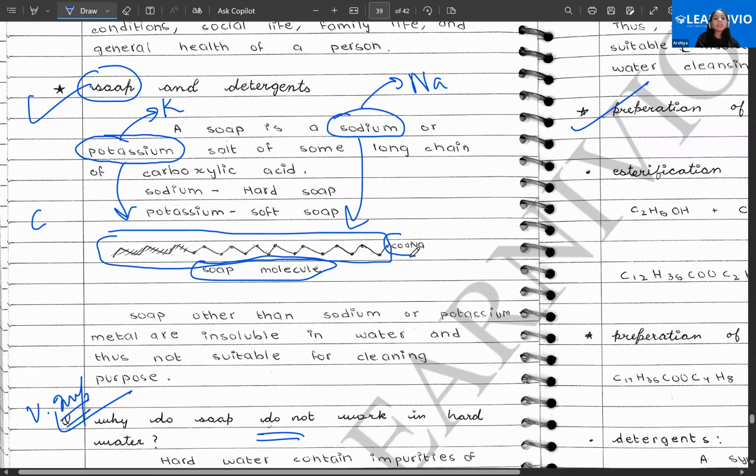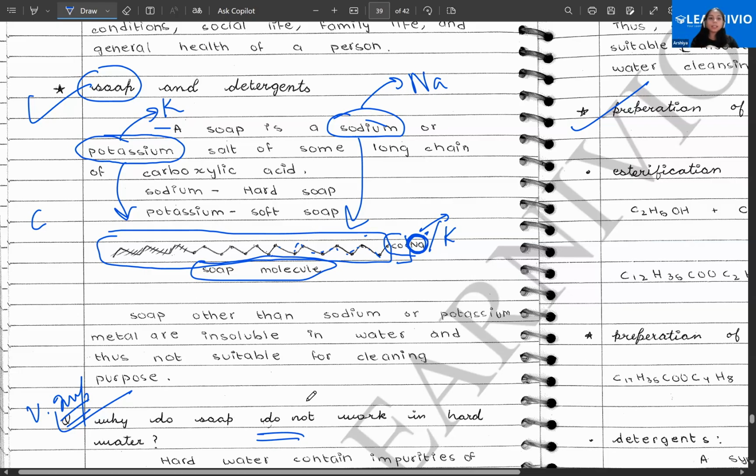This is the long chain of carboxylic acid till here, and you will see that sodium is attached, or even potassium, sodium slash potassium. Okay, so this is a soap molecule. You can read this also, that a soap is a sodium or potassium salt of some long chain of carboxylic acid. This long chain has n number of carbons. N means you can attach as many carbons as you want.